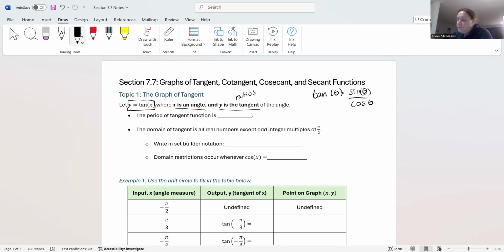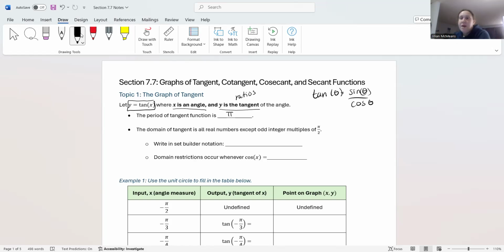Okay? Now, we found out earlier that all trig functions are what we call periodic. That just means that in some very specific pattern, the trigonometric functions repeat. And what we found was for sine, cosine, secant, and cosecant, they repeat every 2 pi radians. Well, for tangent and cotangent, they repeat more frequently. They repeat every pi radians. So the period for tangent is going to be pi radians, okay?